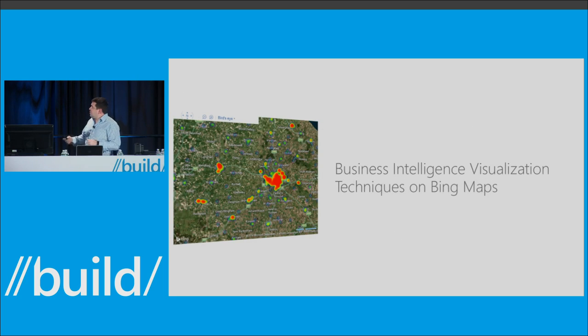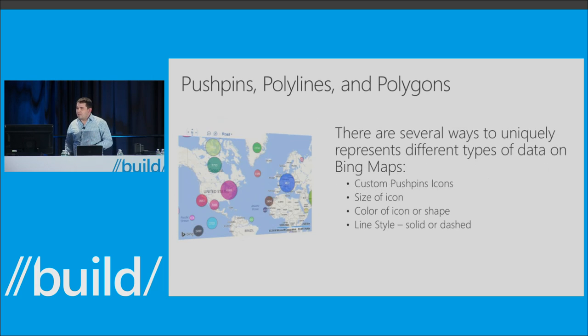All right, moving on, we're going to take a look at visualizing business intelligence data on Bing Maps and some very common techniques for doing that. We'll start off with the basics: pushpins, polylines, and polygons. Probably the number one use of maps today is putting a single pushpin on a map. If you go through all the different apps on your mobile devices or tablets, you'll find that probably 9 out of 10 times there's a map with one pin on it, and that's about it.